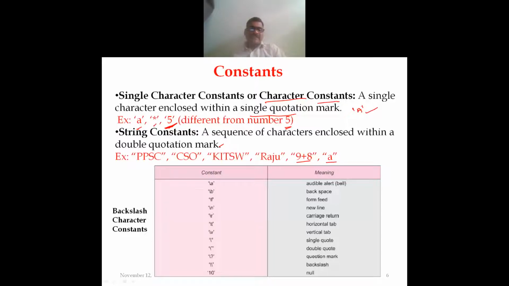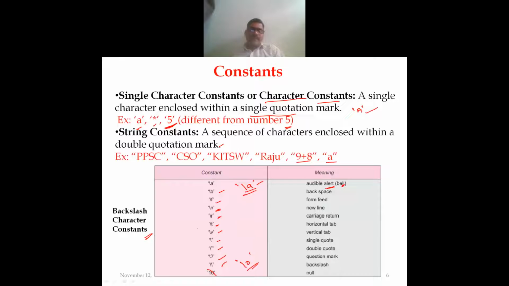Then coming to these, the backslash character constants, which are very important. Backslash a, enclosed in single quotes, is a backslash character constant which indicates an alert, audible bell. Backslash b is a backspace. Backslash f is a form feed. Backslash n is a new line. Backslash r is a carriage return. Backslash t is a horizontal tab. Backslash v is a vertical tab. Then backslash single quote, which is a single quotation, backslash double quote, backslash question mark, backslash backslash, and then backslash 0. This is not like this, it is like this: backslash 0 in single quotes. It is a null character.